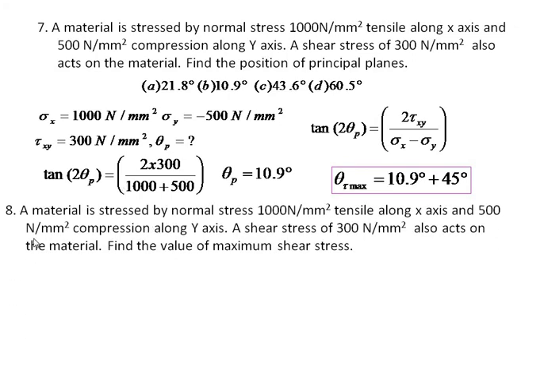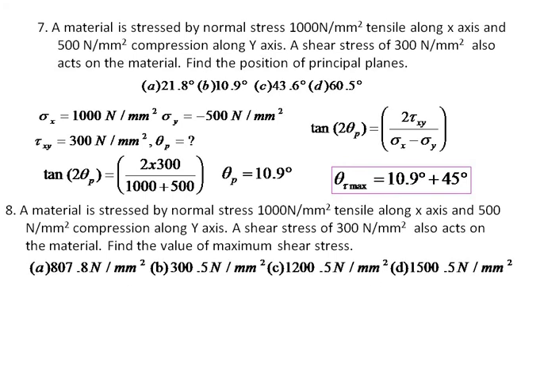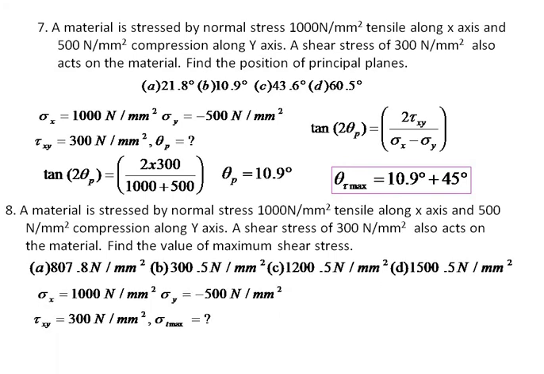Problem number 8: a material is stressed by normal stress 1000 Newton per mm square tensile along the x-axis and 500 Newton per mm square compression along the y-axis. A shear stress of 300 Newton per mm square also acts on the material. Find the value of maximum shear stress. I have kept the same numericals, and now I have asked you to find the maximum shear stress. These are the options.